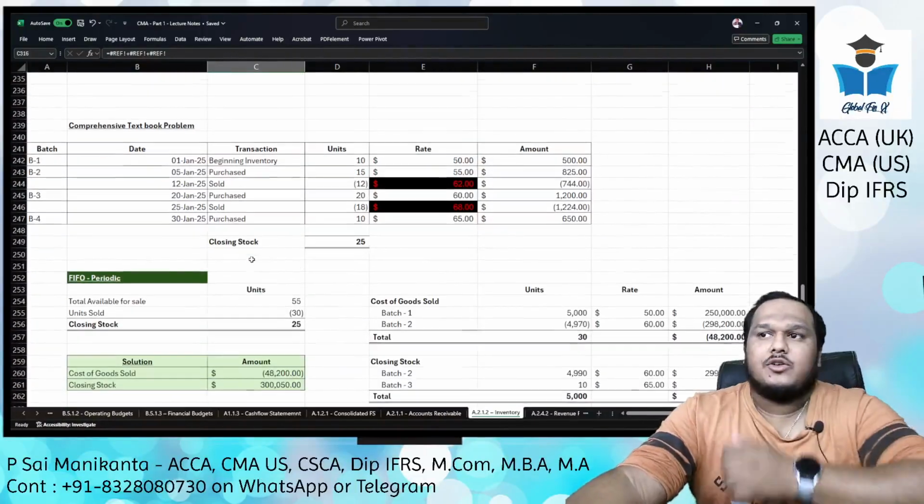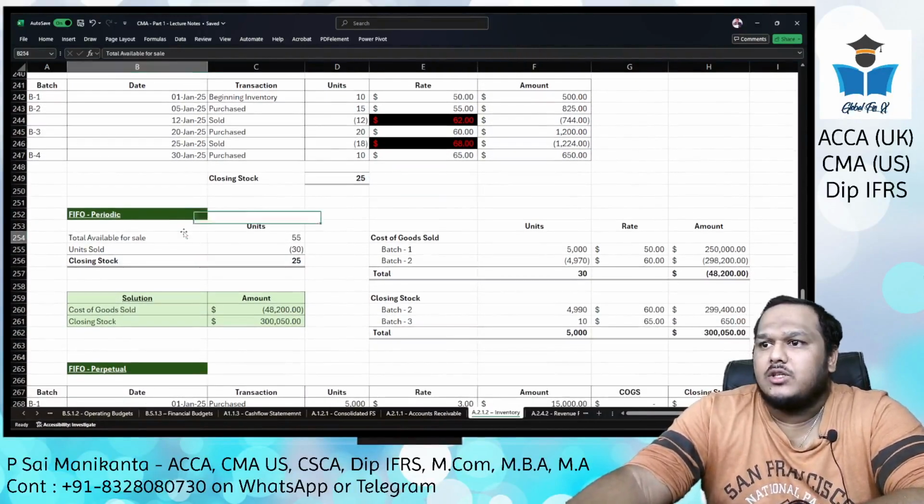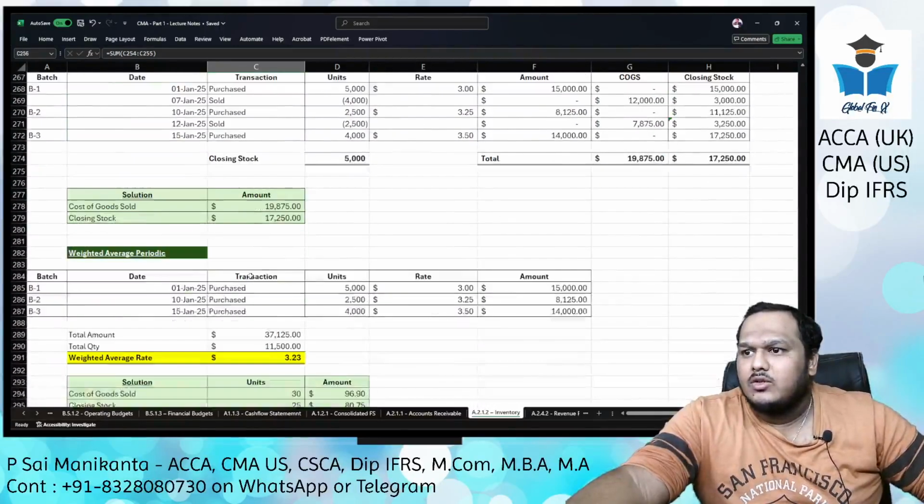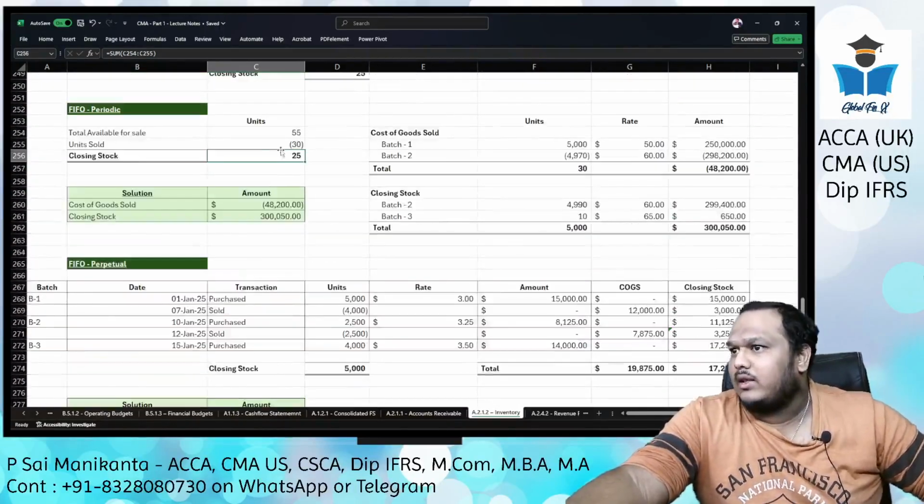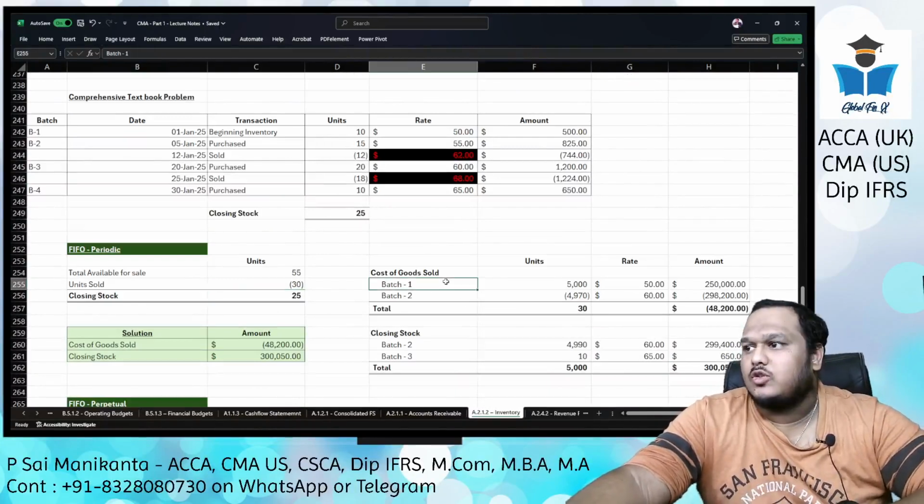Okay, let's start the question then. All right, let's see. So we have this information. So first, FIFO periodic: 55 units available for sale, units sold 30, closing stock is 25. So what I'll do, I'll go there, then we'll see that. So cost of goods sold, first let's calculate the cost of goods sold.